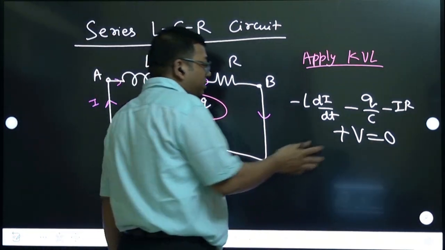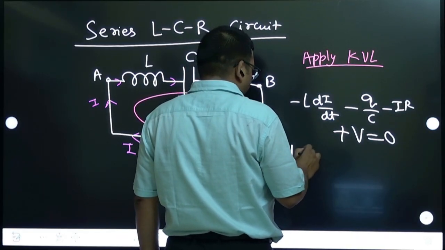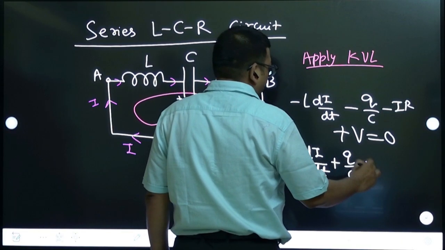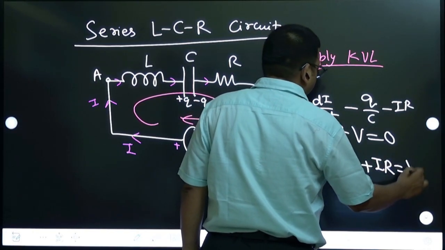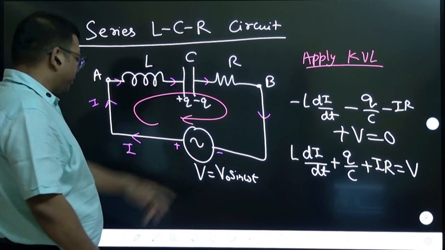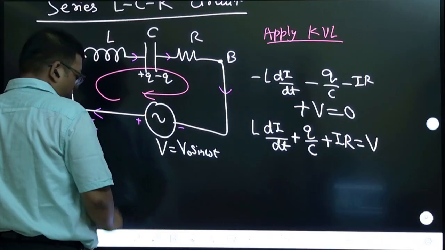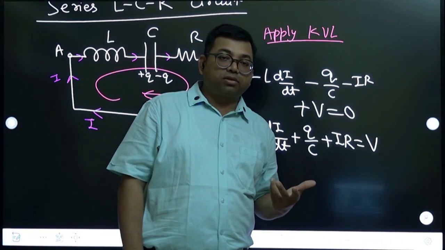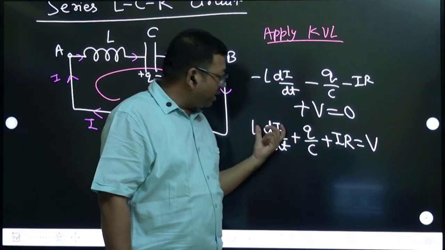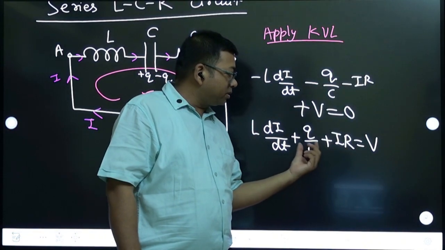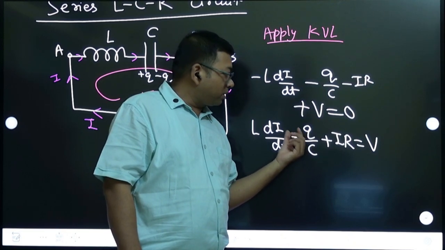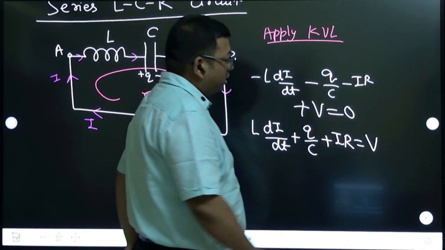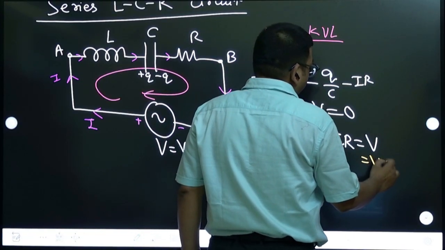Now let us rearrange this. So you can say that L di by dt plus q by C plus I into R is equal to V. Note that I want an equation in terms of current. The charge we need to remove, because this term has current, this term also has current, but this term does not have current. So you need to differentiate the entire term, and here V is equal to V naught sine omega t.